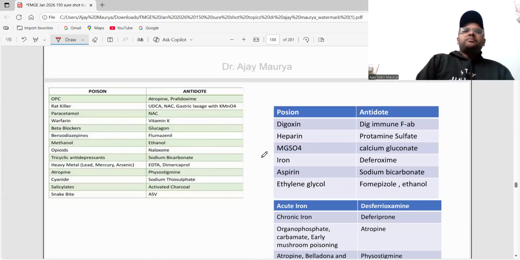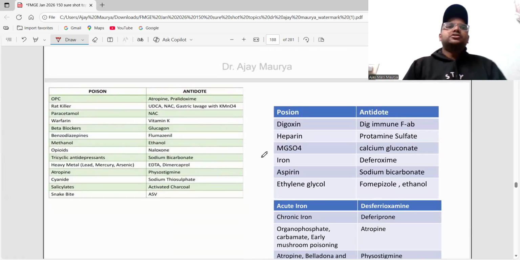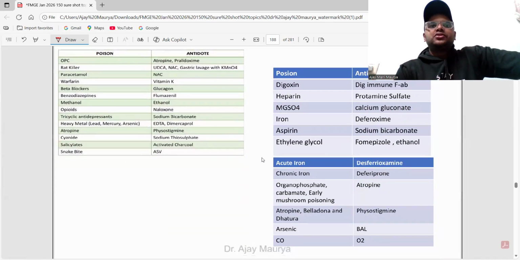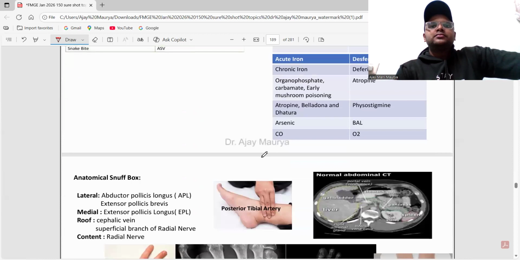So these are some important poisonings and antidotes. All the poisonings I made separate videos. Please try to go through them. So these are the main ones.